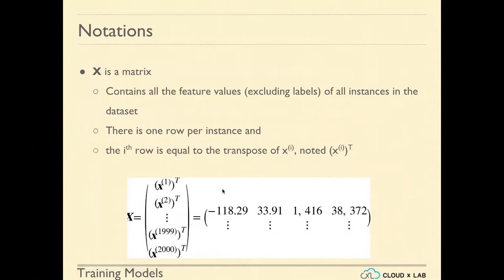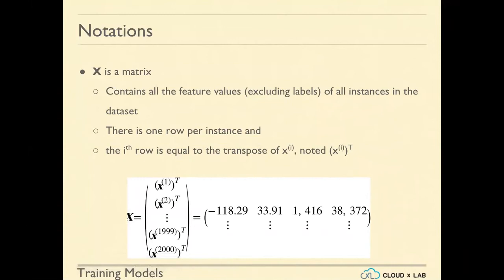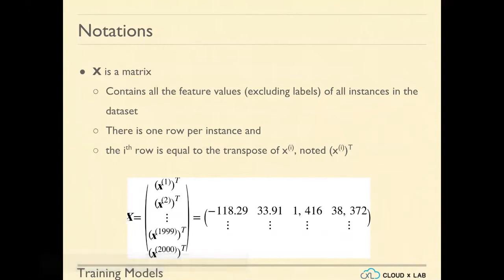So first row, second row, third row, up to all 2000 rows. That's what capital X is. Here it was small x, here it's capital X. Capital X represents the entire feature values along with the instances. The rows are called instances, the columns are called features, and the target value is called the label. All right.